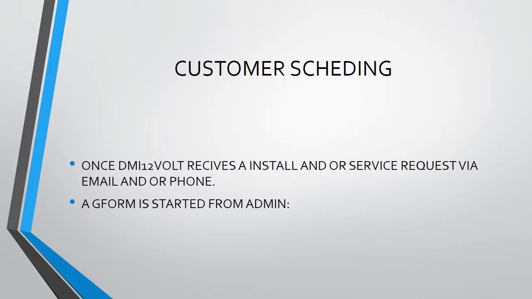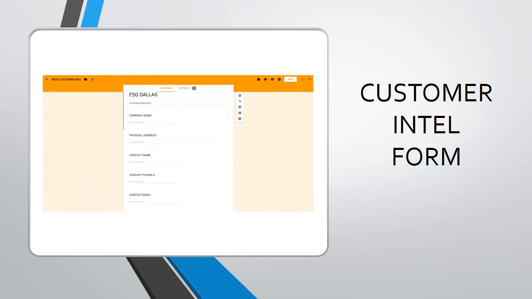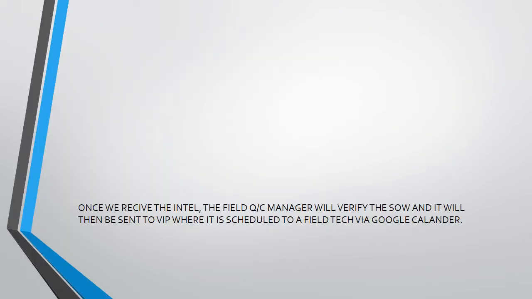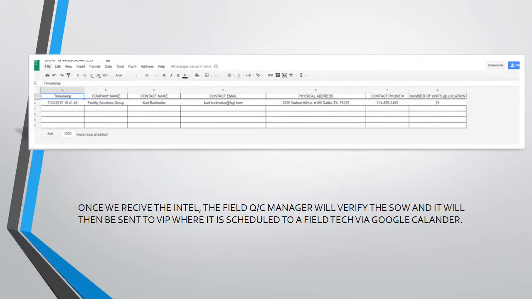Once DMI receives an install and or service request via email or phone, it doesn't matter which way we get it, a G form is started from admin. This is how Google Forms work. Sometimes when we get it on email or a phone call, we'll send this out to the actual customer themselves, and they'll fill this in on their email or on their phone, and we get it back, and it comes in as a spreadsheet.